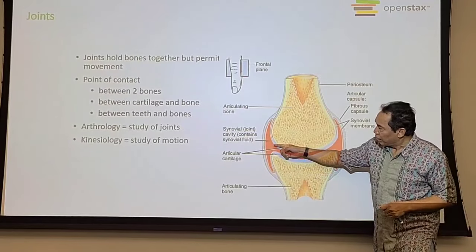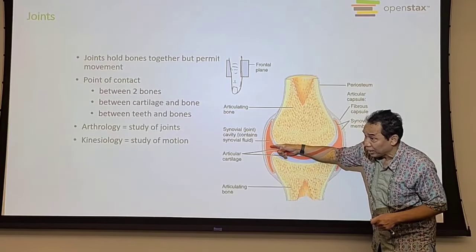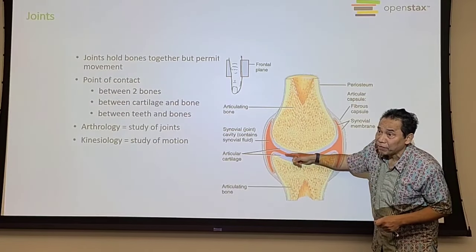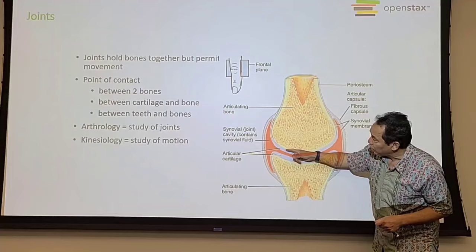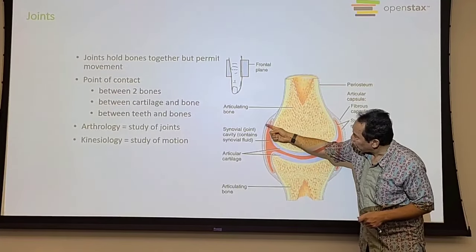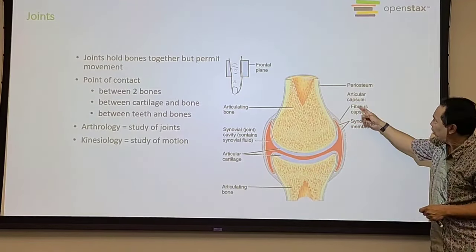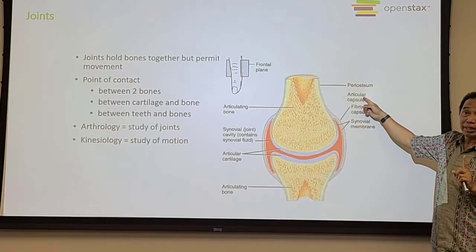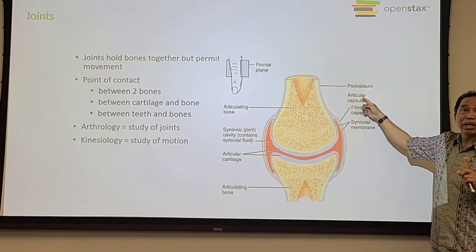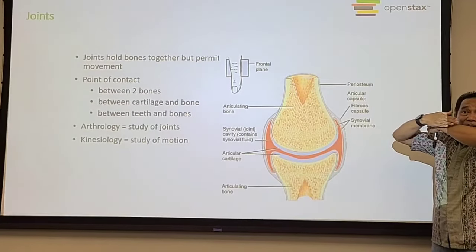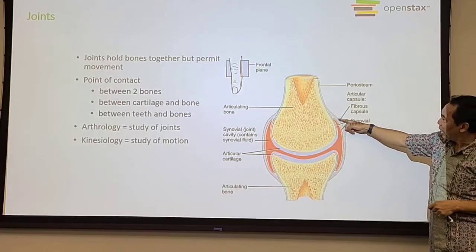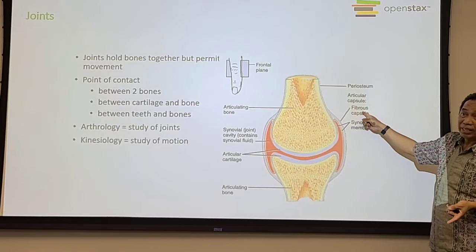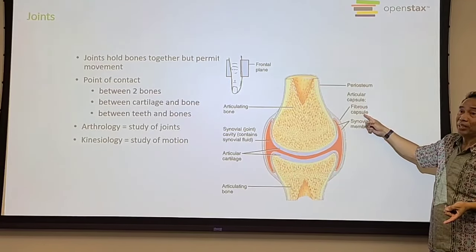Now, this synovial cavity has the synovial fluid. Again, synovial fluid has two functions: lubrication, and also giving nutrients to the articular cartilage. Now, this cavity is protected by a capsule. That capsule is called the articular capsule. Get it? And that articular capsule actually has two layers, a double layer. The outer layer is very hard. This is actually fiber, a ligament. And this is called the fibrous capsule or membrane.